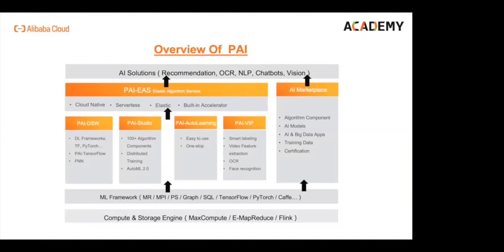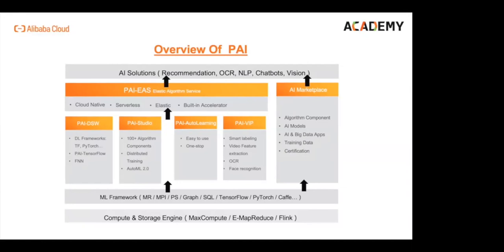So if we look at PAI from a high level, under the hood, the data that PAI works with is stored in a system like EMapReduce, Flink, or MaxCompute. MaxCompute is the most popular choice. This is our offline big data processing engine. You can then run common machine learning frameworks on top of that, including PyTorch, TensorFlow, Caffe, and also some proprietary modeling tools that are built into PAI itself.